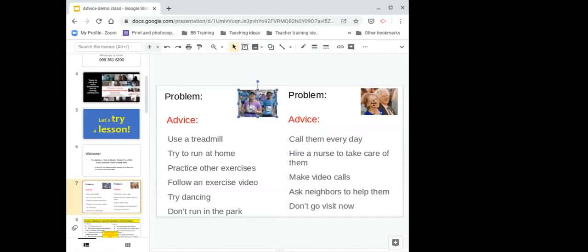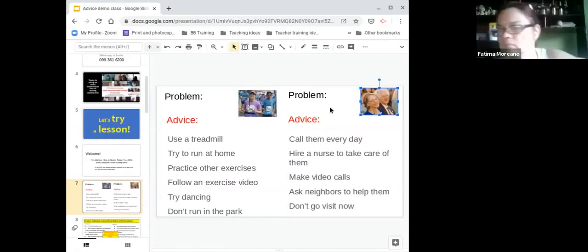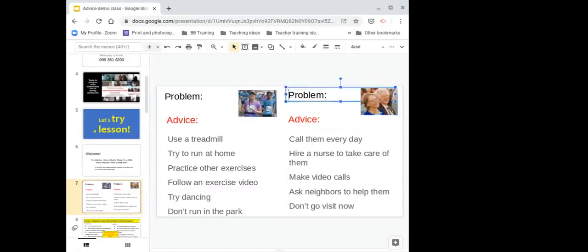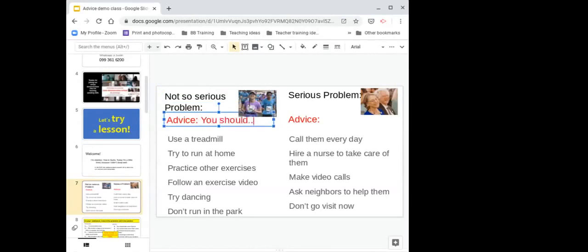So, two problems. The problem with my parents is a more serious problem. The problem with running is not so serious. It's annoying, but not serious. So for a normal problem, we can give advice using should. For example, you should try to run at home. You should try dancing. You should follow an exercise video. Or you shouldn't if it's negative. So here, you shouldn't run in a park.